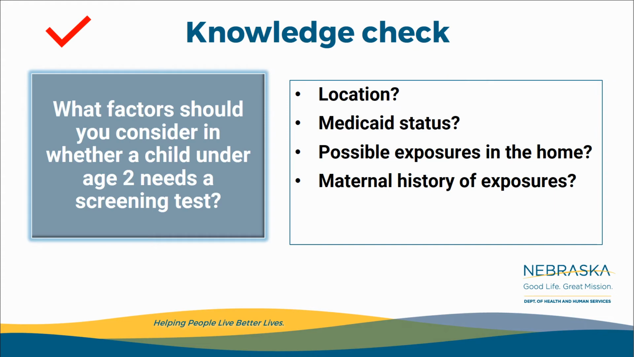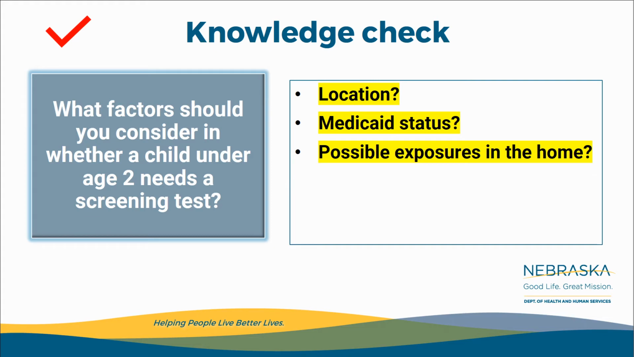So if you are asked what to do with a child under age 2, what factors would you consider? Location, Medicaid status, possible exposures to the home, or maternal histories of exposures? What factors would you consider? The first 3. Nebraska policy requires consideration of the child's location, Medicaid status, and responses to the risk assessment questions.